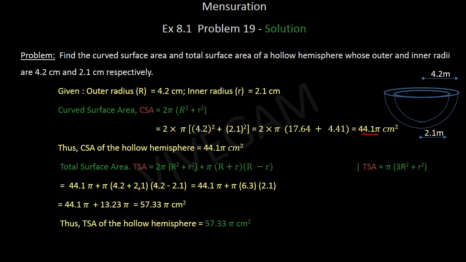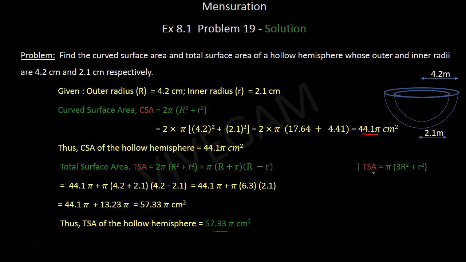Okay, 4.2 plus 2.1 is 6.3. 4.2 minus 2.1 is 2.1. Okay, so 44.1 pi plus pi into 6.3 into 2.1. This is 13.23 pi. This when added up with 44.1 pi, you'll get 57.33 pi centimeter square. So this is the total surface area.